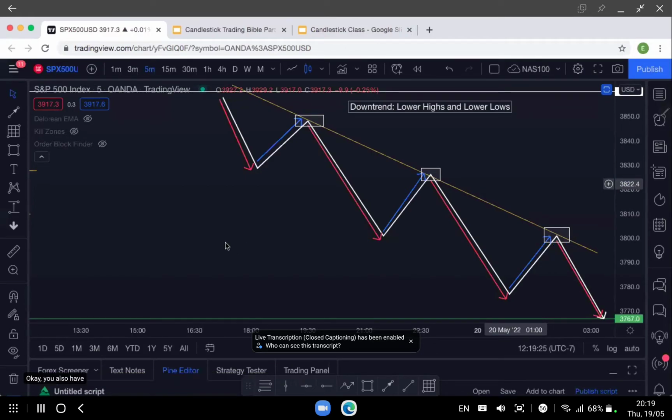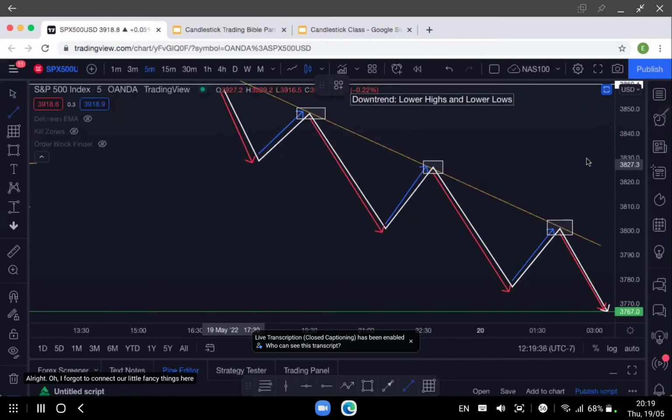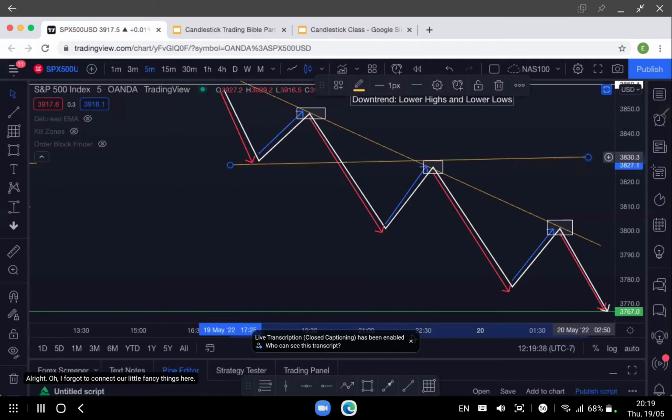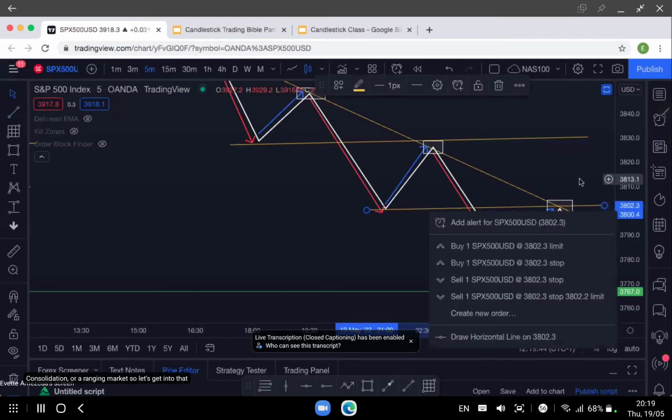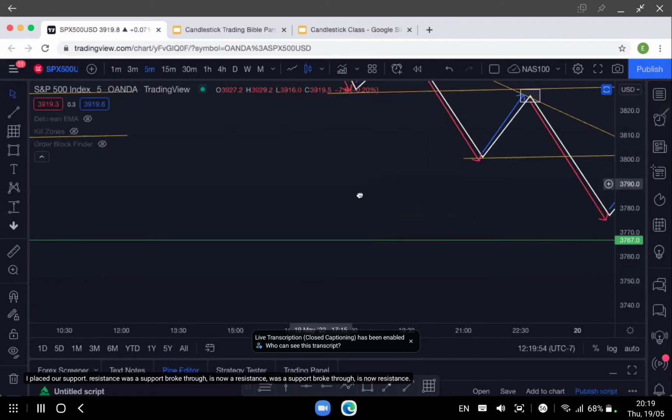You also have something called consolidation or a ranging market. Oh, I forgot to connect our little fancy things here. So let's get into that. I placed our support and resistance. It was a support, broke through, is now a resistance. So now you have consolidation.